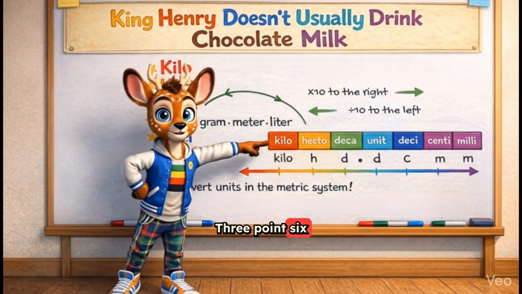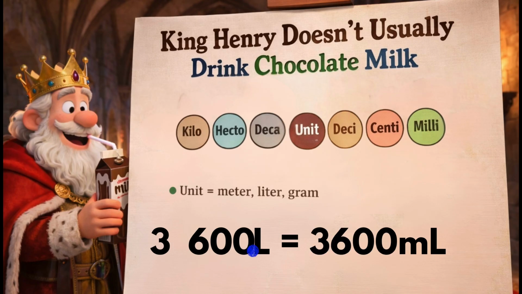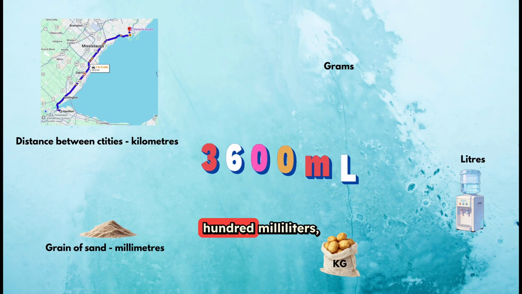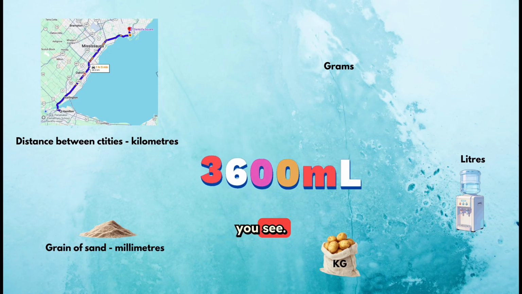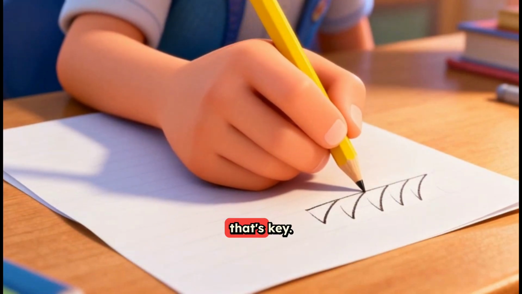That's why 3.6 liters to milli we go. Count the jump, 1, 2, 3, so times 10 times 10 times 10 again. Multiply 3 times by 10. 3,600 milliliters, you see. Decimal moved right 3, that's key.